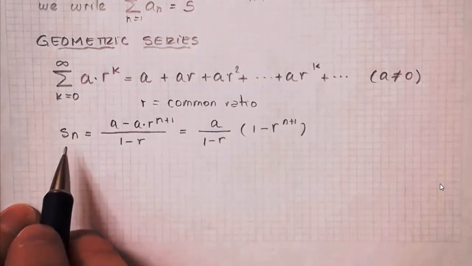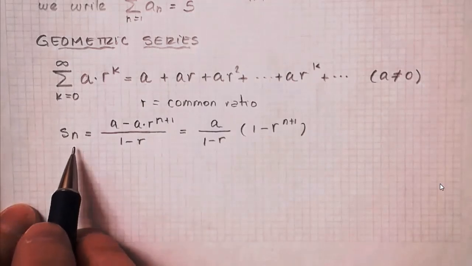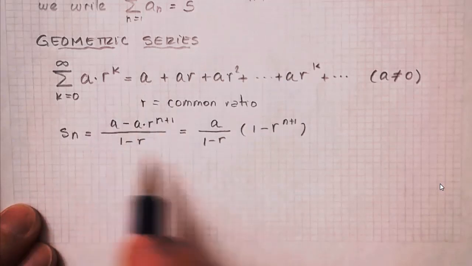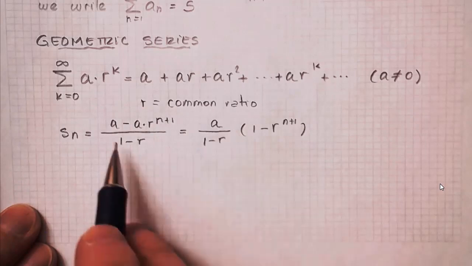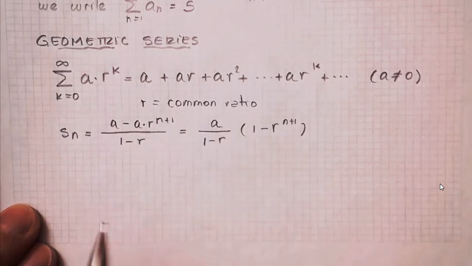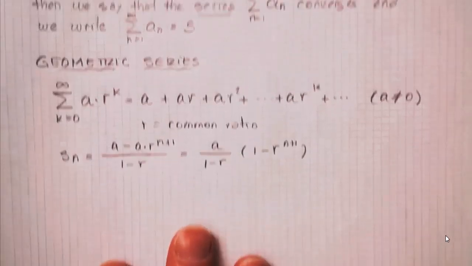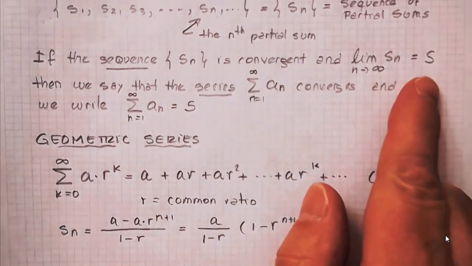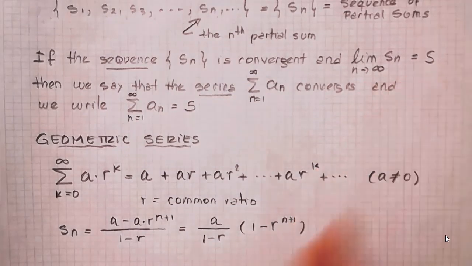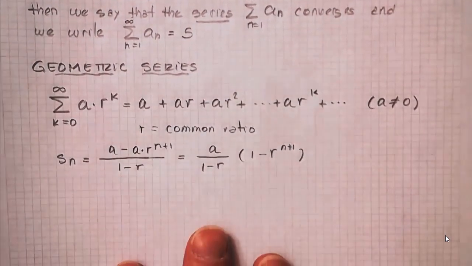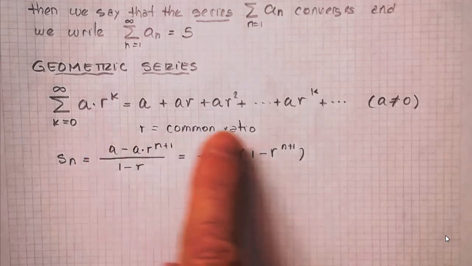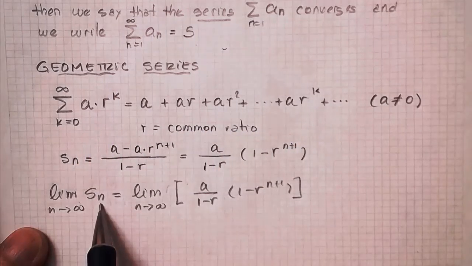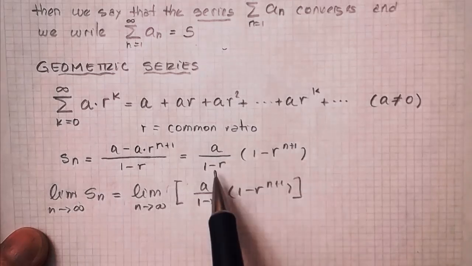Now, the sum of the first n terms of a geometric series is given by this formula, which we can write like this also. I'm not going to derive this formula. And we just said that if the limit of the partial sums exists as a real number, then that will be the sum of the infinite series. So the limit of the partial sum is the limit of this.